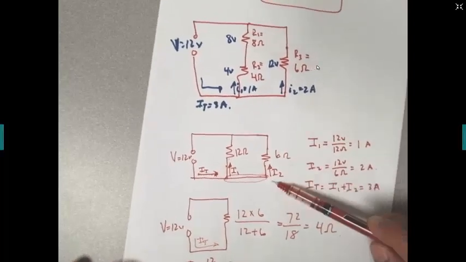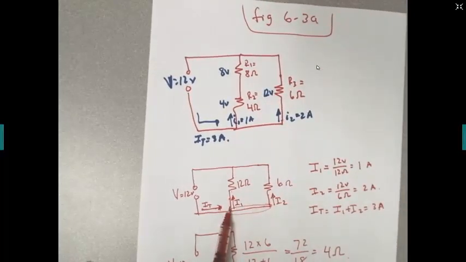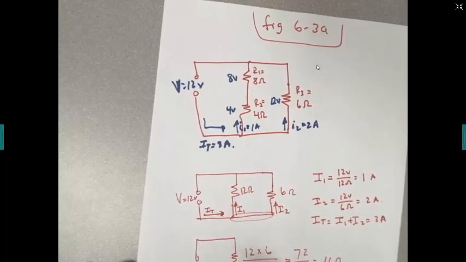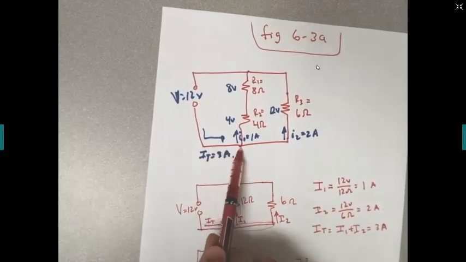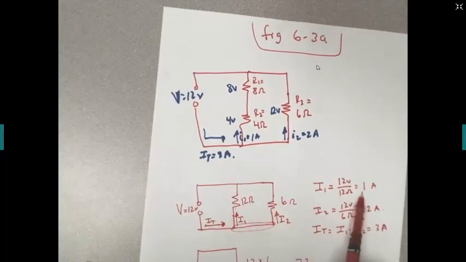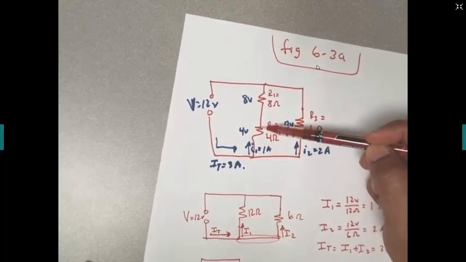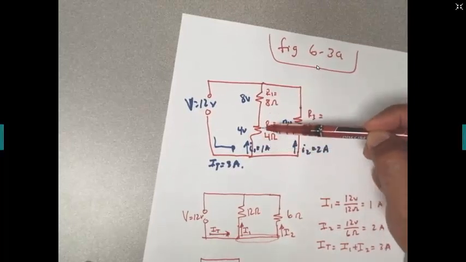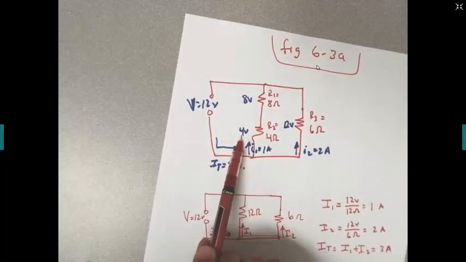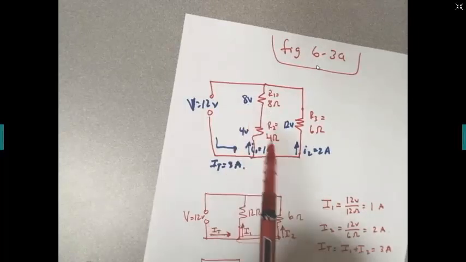Now, if we need to calculate the voltage across each one of these resistors, once we know the current, all we have to do is multiply the current times the resistance. We already know from here that the current that goes into this branch is 1 amp. I1 equals 1 amp. Remember that because these two resistors are in series, they have the same current. The same 1 amp goes through this branch. So 1 amp times 4 ohms gives you 4 volts, and 1 amp times 8 ohms gives you 8 volts.